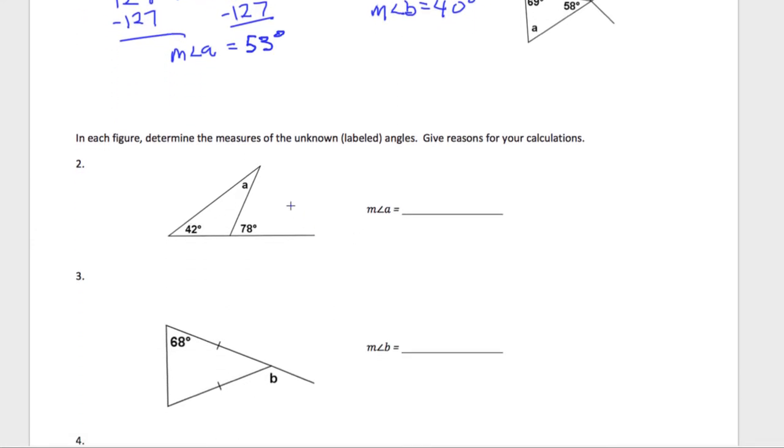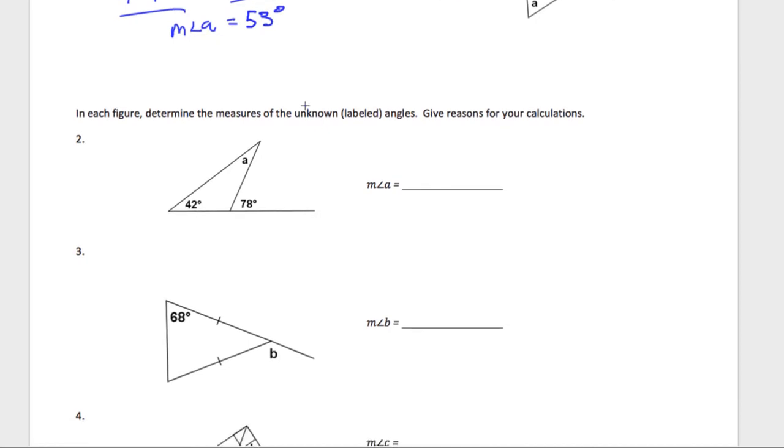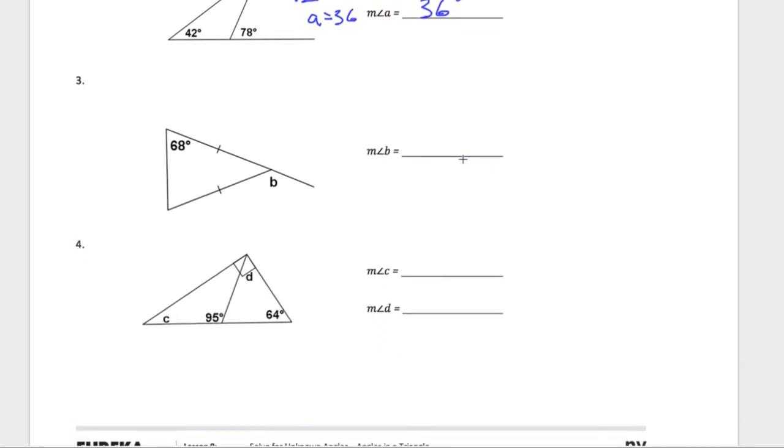Again, go ahead and pause me now. Try number two by yourself. And you've unpaused me. We know that 42 plus A, these two opposite interior angles, are equal to 78. I can subtract 42 from both sides, and I get A is equal to 36 degrees.